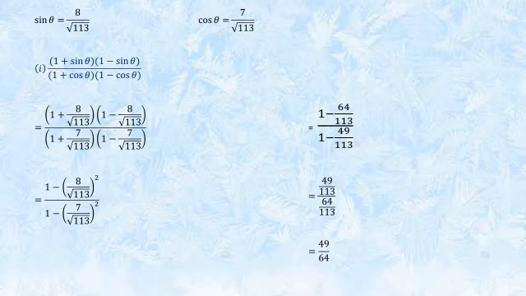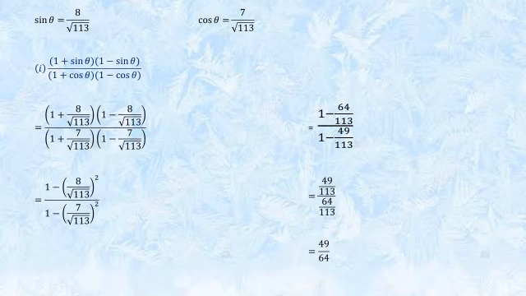Now, let us solve the expression. (1 plus sin theta) into (1 minus sin theta) by (1 plus cos theta) into (1 minus cos theta), which is (1 plus 8 by root of 113) into (1 minus 8 by root of 113) divided by (1 plus 7 by root of 113) into (1 minus 7 by root of 113).